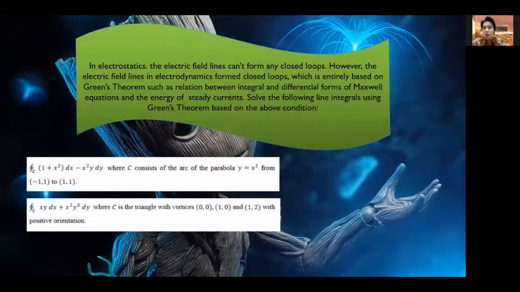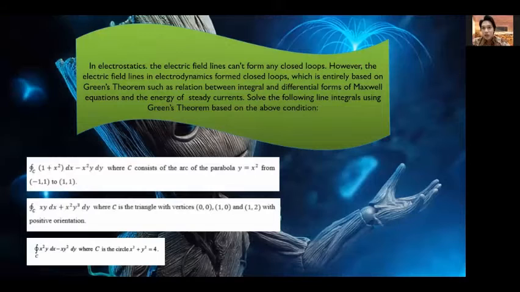So the first example we choose is in electrostatics, where the electric field lines cannot form any closed loops. However, the electric field lines in electrodynamics form closed loops, which is entirely based on Green's theorem, such as the relation between integral and differential forms of Maxwell equations and the energy of steady currents. Solve the following line integrals using Green's theorem based on the above condition. So, I will let Zikrie present our first example, followed by Aziz and Razi.